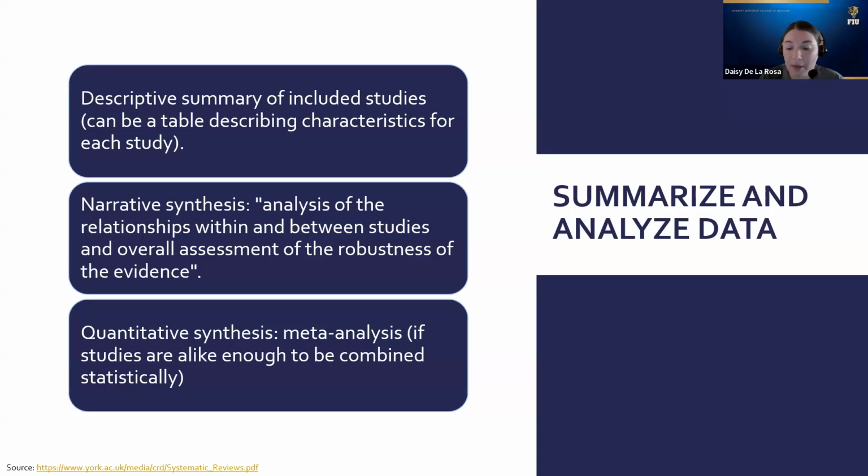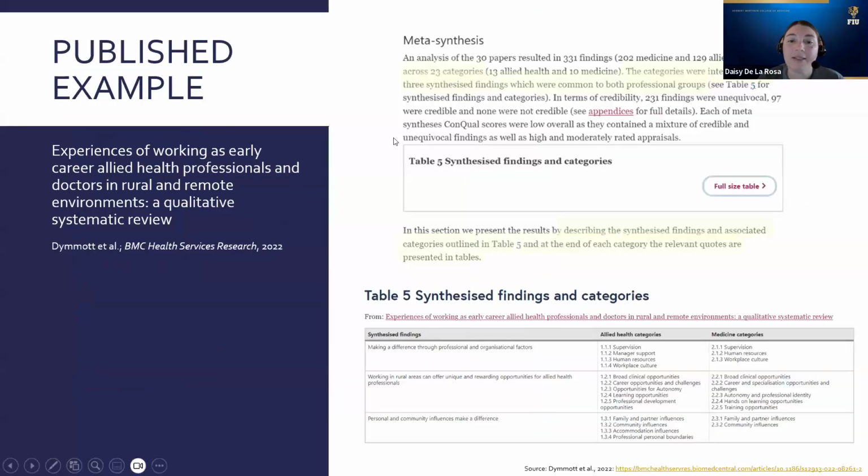So in our published example, they didn't do a meta-analysis, but they did do a meta-synthesis, as they had 30 papers that they were looking at with 331 findings, right? So they developed some categories for the different studies here. So you can see their findings here, and then the different categories that they put them in, depending on whether it was allied health professionals or medicine.